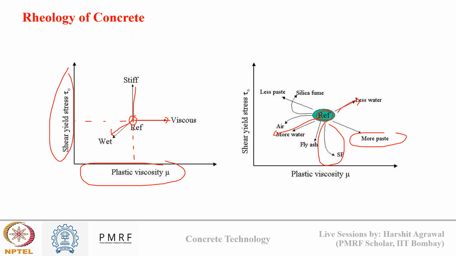Similarly, for SP, you can see with the addition of SP, yield stress decreases for the same plastic viscosity. And when there are more air voids inside concrete, the plastic viscosity tends to decrease for similar yield stress. And in silica fume, the yield stress may remain the same, but the plastic viscosity increases as silica fume causes stiffening in the concrete, which decreases the workability of the concrete. Okay, so in this way, one can understand the effect of different parameters and how they affect the rheological properties of a concrete.